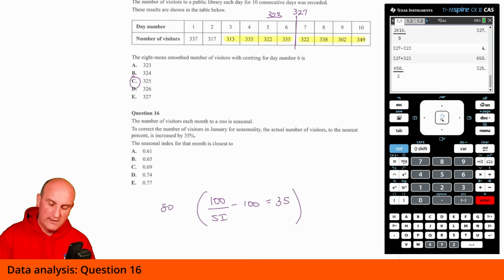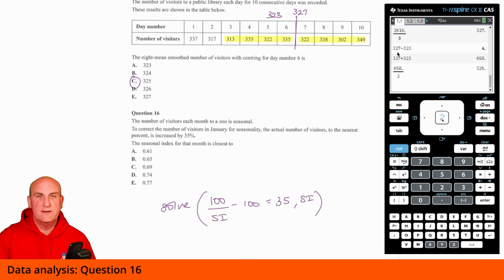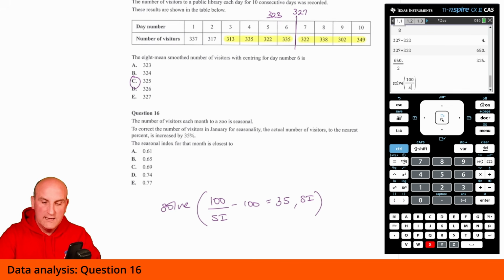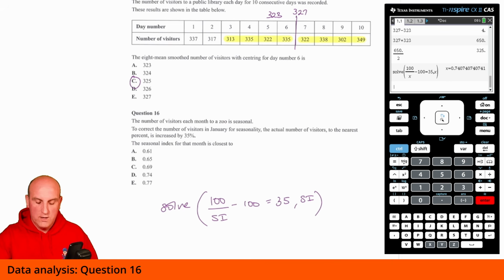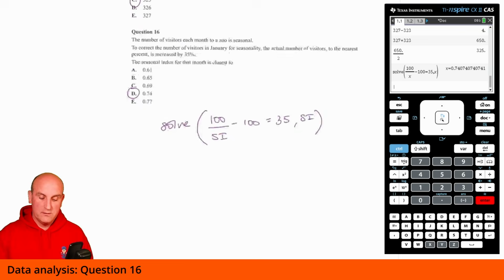I'm basically going to put that into my calculator and go solve, comma, well, let's make that X, or SI for a moment. And again, if I put that into my calculator, I get solve 100 divided by, let's call it X, minus 100 equals 35, comma X. And there we go, get 0.740. Is that one of my answers? I think for that one, D would be my correct answer.